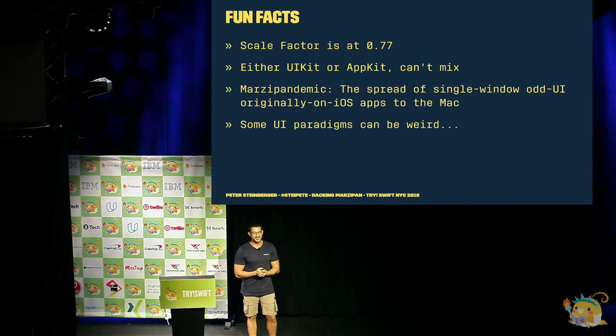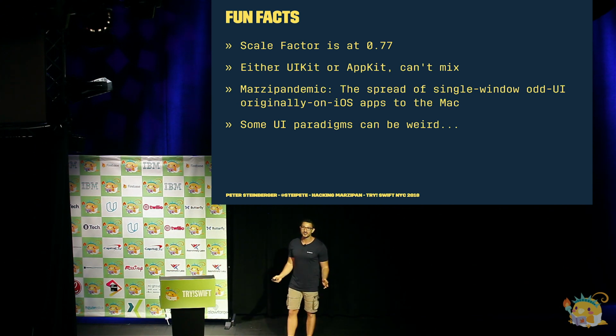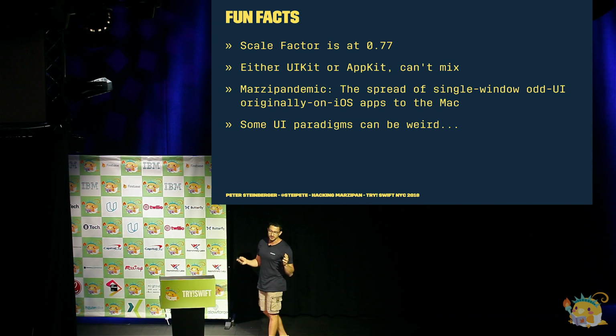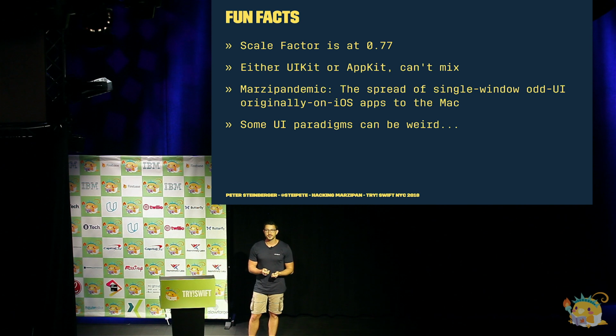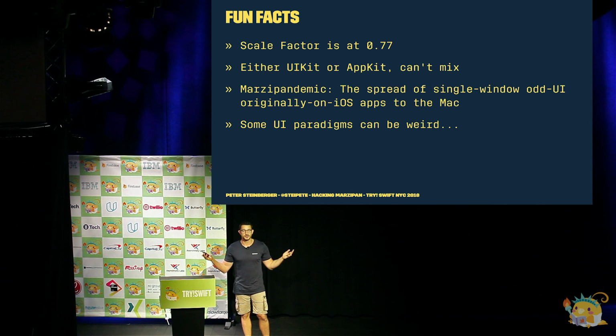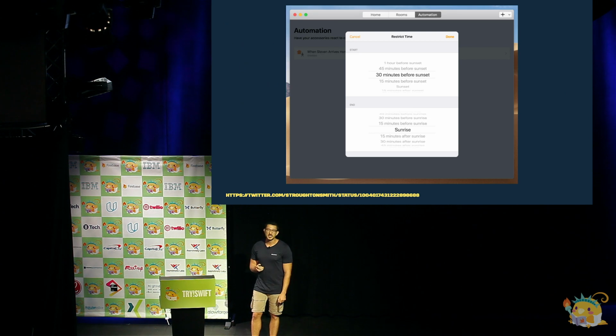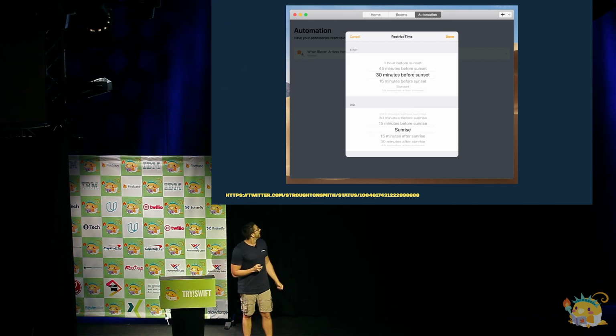And I also learned a new word. People were talking about the Marzipandemic, the spread of the dreaded single window UI, odd UI originally from iOS apps that come to the Mac. But really, this started way before Marzipan, and we can expect multi-window support on Marzipan, especially for an app like PDF Viewer, when you have multiple documents. That will make sense, and I'm sure they will add support for that before the public release. And yes, some UI paradigms are a little bit weird, so you might need a little bit of work to make that UI feel not completely alien on the Mac.